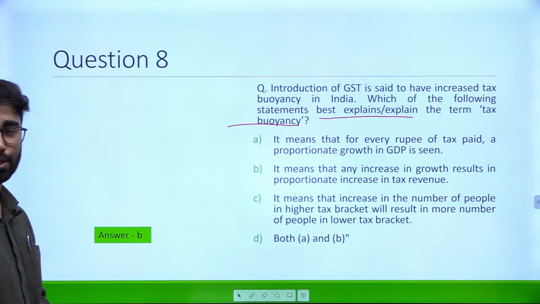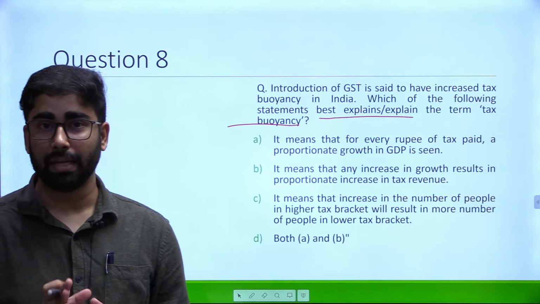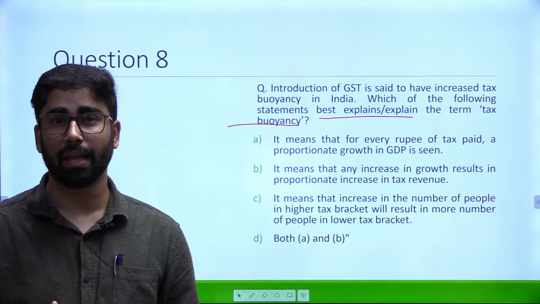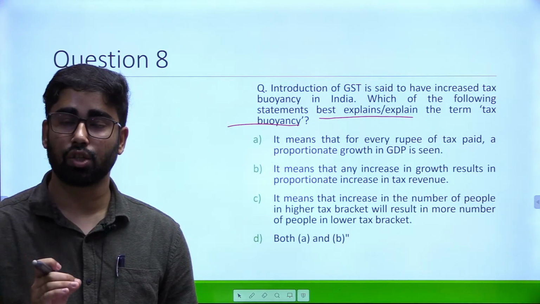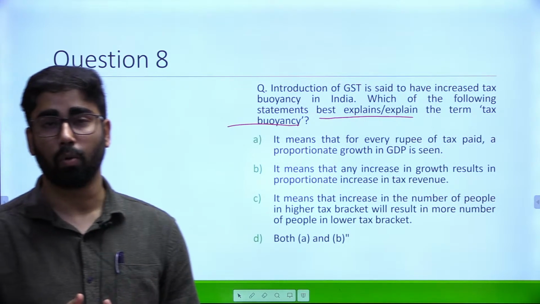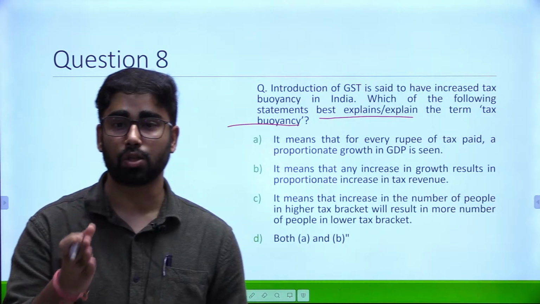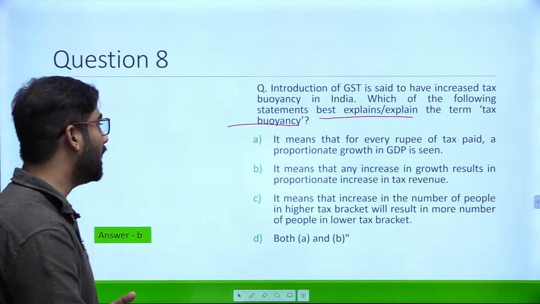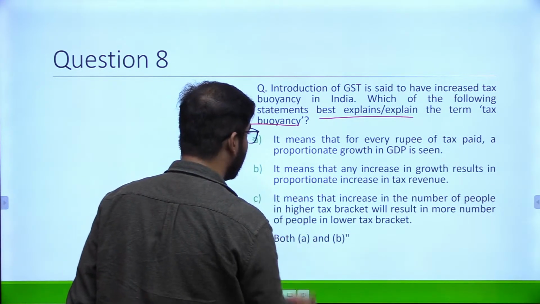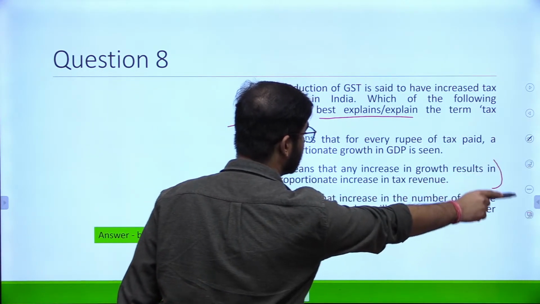The answer to this question is B, because we talked about tax buoyancy. It means that if there is growth happening in the economy, the tax collection should also increase proportionately. It is not the other way around. When there is growth in the economy, the tax collection will also increase along with it, and hence the answer is B, because any increase in growth results in proportionate increase in tax revenue.